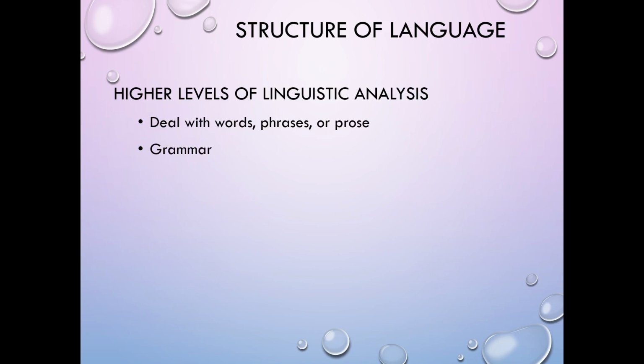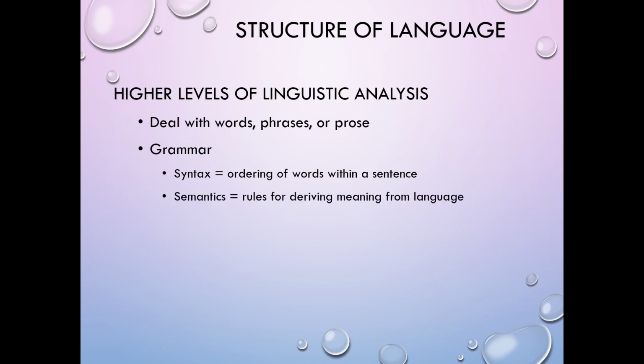So for these higher levels, we're going to be talking about entire words, entire phrases, or entire prose passages, or entire works. Grammar governs these higher levels of linguistic analysis. Grammar would be the syntax, the ordering of words within a sentence. Really, grammar means rules, the rules for the language. So syntax is one component of grammar. How you order the words within a sentence, how you conjugate verbs is another good example, or how you conjugate plurals or superlatives. Those are all examples of syntax.